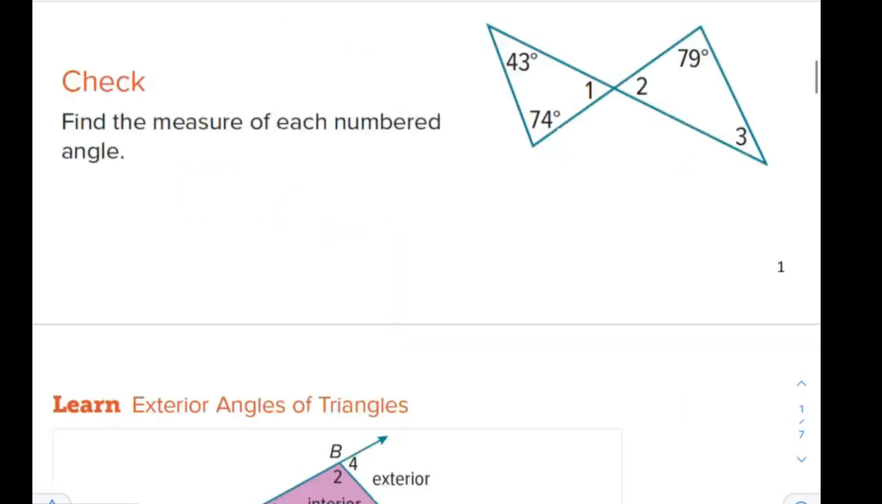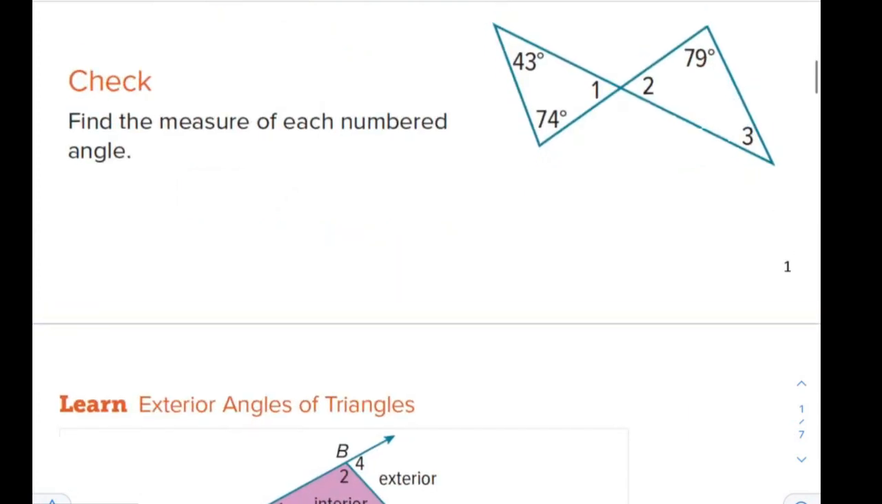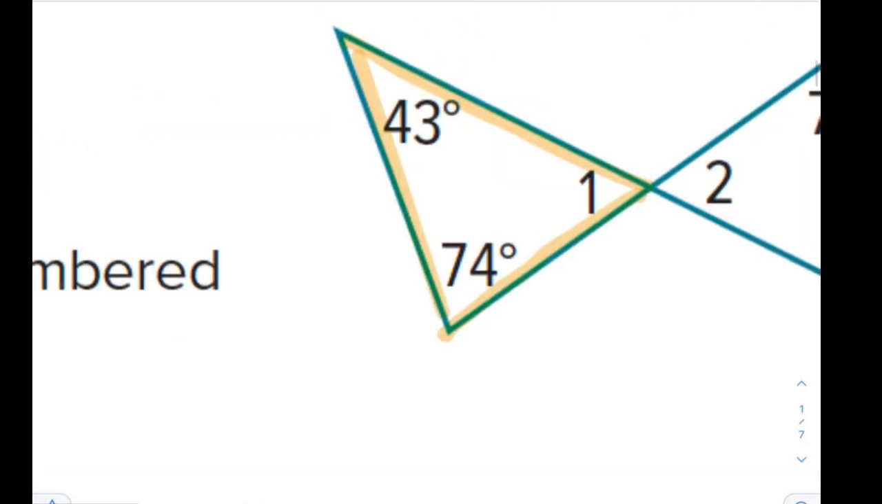Let's see this question. Find the measures of each numbered angle. We need the measure of angle 1 and the measure of angle 2. In this exercise, it is better to trace the triangle. And here we have a triangle with two known angles. This is one of the interior angles. The missing one is 1. The missing angle is angle 1. So angle 1 is an interior angle which is missing.